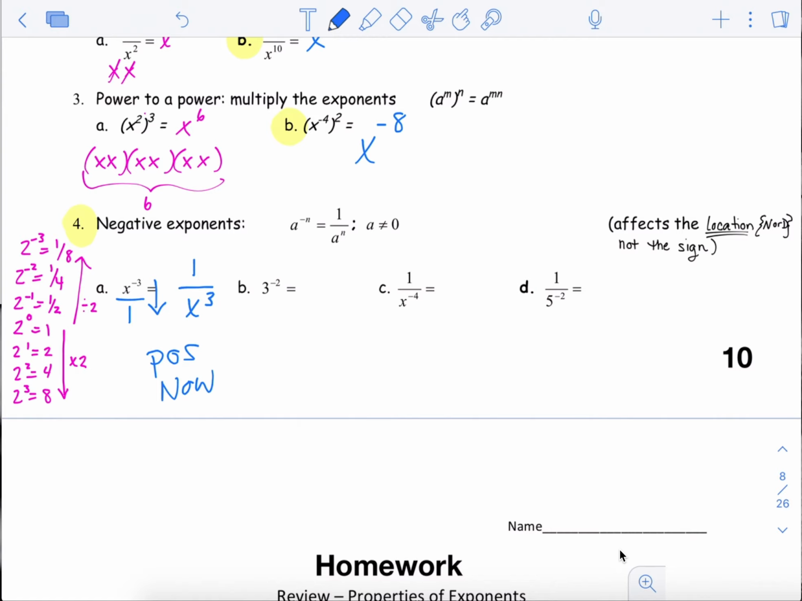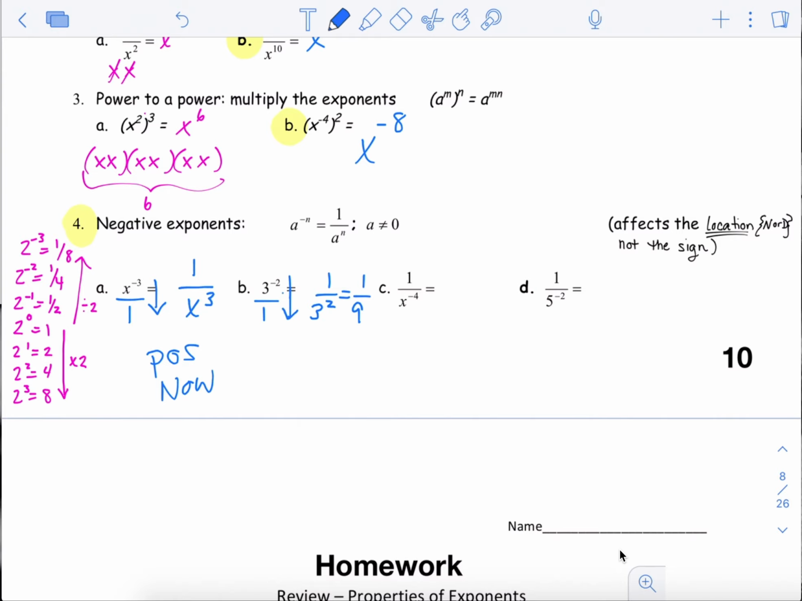Okay? Same thing. If I say 3 to the negative second power, it's like saying 3 over 1. I need him to move downstairs. So 1 over 3 squared. And then we can simplify. 3 to the second power is 9. So 1 over 9. That's the final answer.